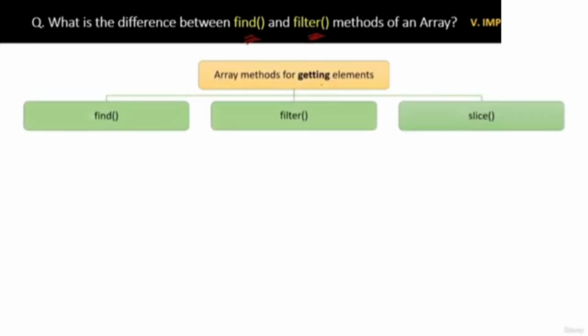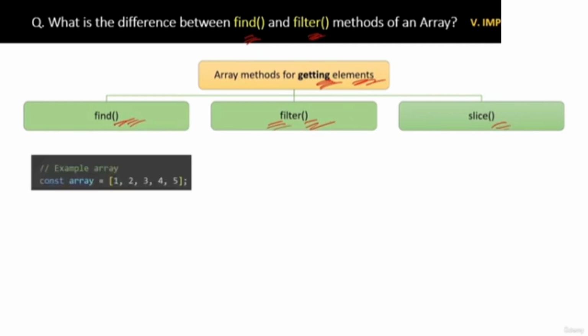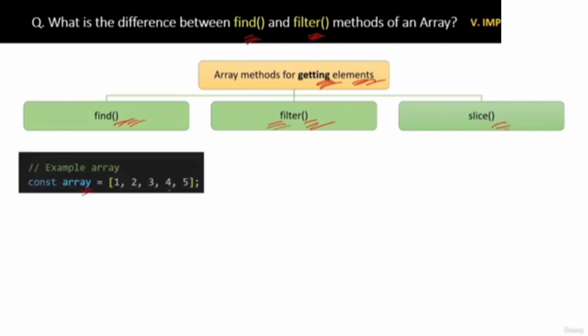What is the difference between the find and the filter methods in an array? Very important question. Here is the list of get methods that are used to get elements from the array: find, filter and slice methods. Let's check out the differences between the find and filter methods first. Suppose we have an array as a variable that contains a list of numbers assigned to it. Now the use of the find method is, the find method gets the first element that satisfies a condition. Let me show you how.